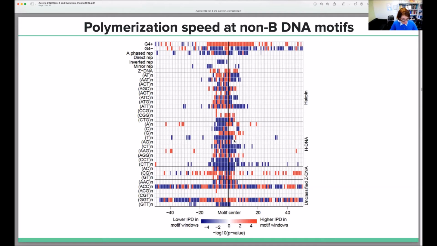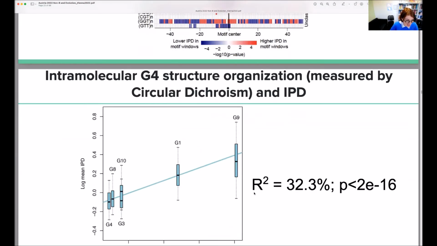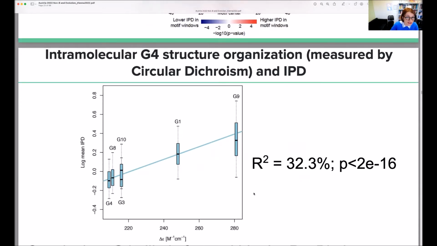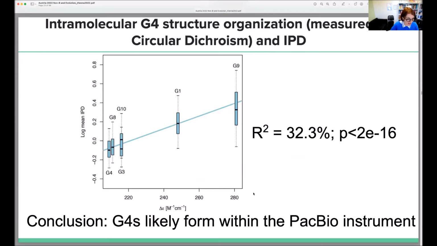One thing that we've noticed here is that a GGT microsatellite, even though it is not a canonical G quadruplex, because for a G quadruplex you need to have at least 3 Gs in a row separated by some other nucleotides, has a profile of polymerization speed that reminds of a G quadruplex. This suggests that perhaps the GGT repeat forms a G quadruplex. And this is exactly what we observed in our wet lab experiments.